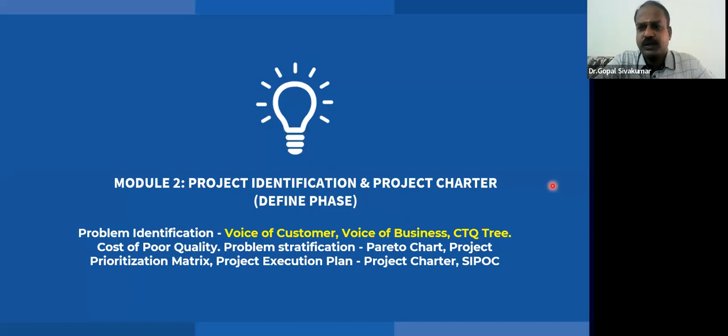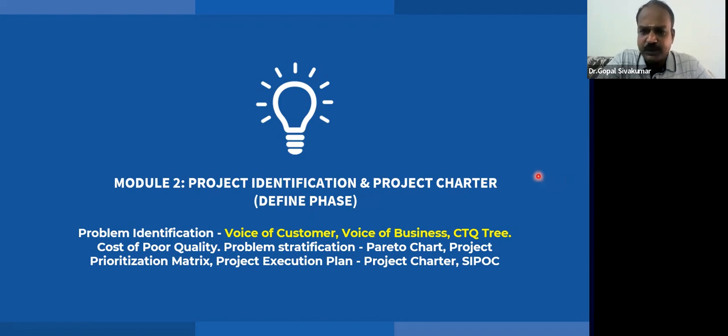Hi, hello. We are in the define phase, module number 2 in our course, which is about project identification and project charter. There are many tools we need to master to complete the activities in the define phase: the voice of customer, voice of business, CTQ tree, cost of poor quality, problem stratification using Pareto, project prioritization matrix, and the project charter and SIPOC.